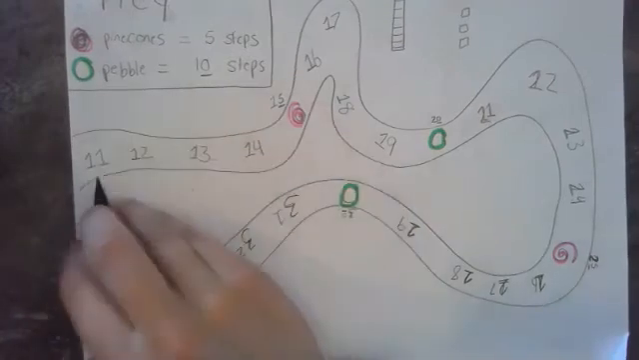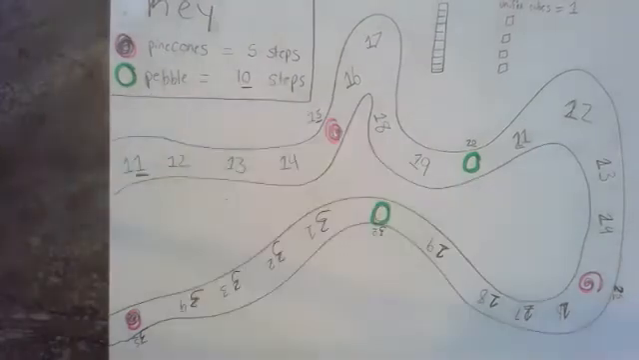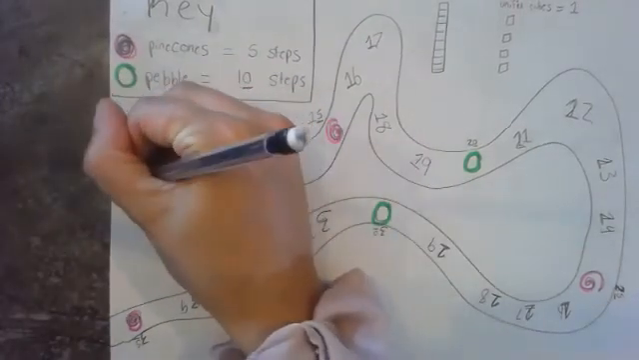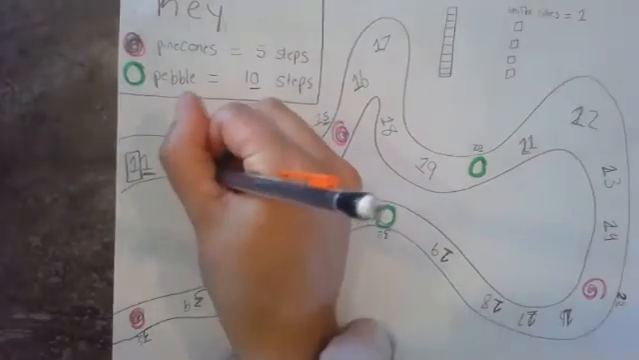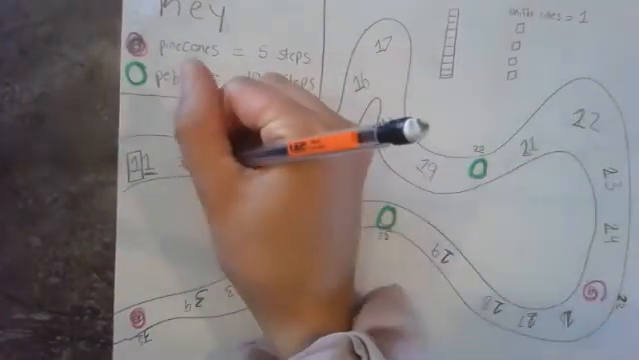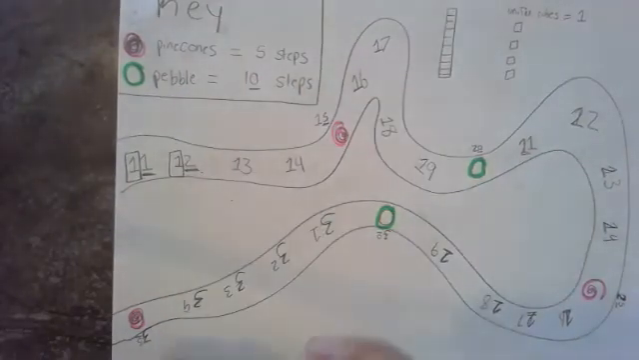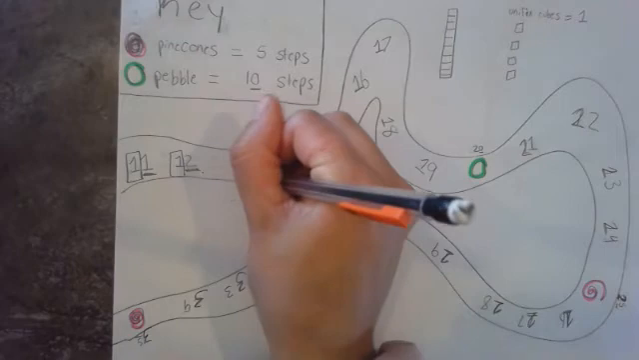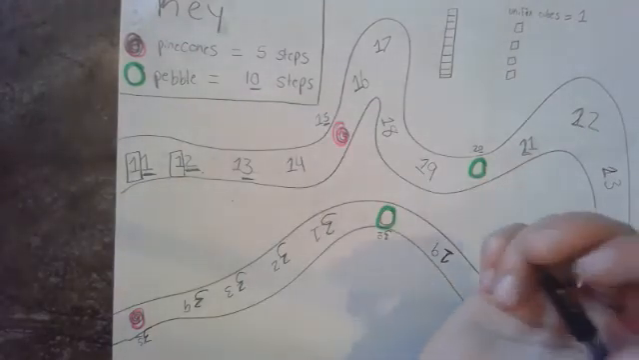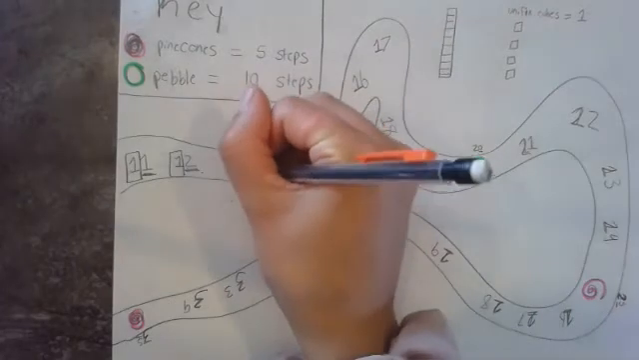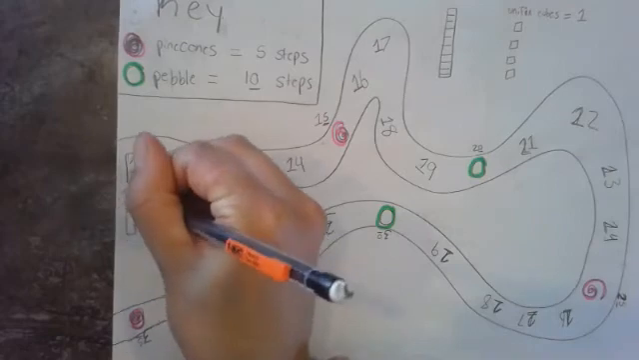So 11. Take a look at 11. What's in the ones place value? 1. What's in the tens place value? Oh, 1. Let's take a look at 12. What's in the ones place value? 2. What's in the tens place value? A 1. Let's take a look at 13. What's in the ones place value? 3. What's in the tens place value? 1.